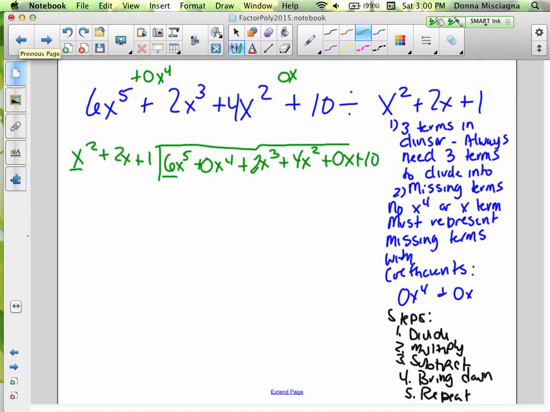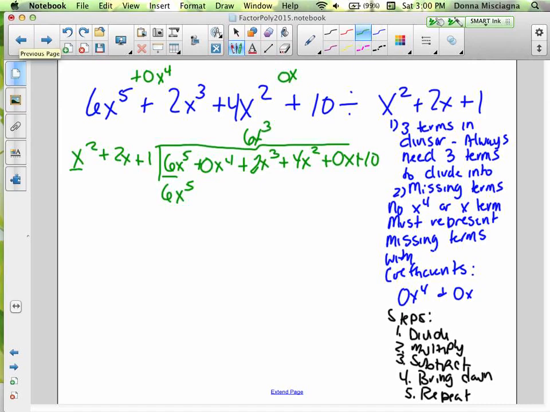So obviously we're going to have to multiply by 6, because we have a coefficient of 1. X squared has 2 factors of x. We need 5 factors, so we're going to need 3 more factors of x. 6x cubed times x squared gives us 6x to the 5th. Right, you have 5 factors of x there.